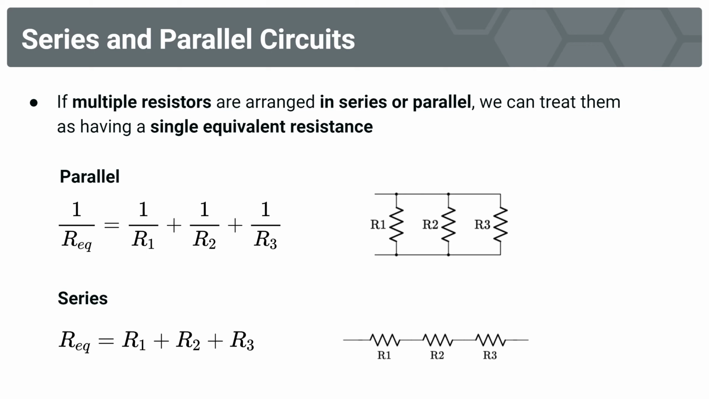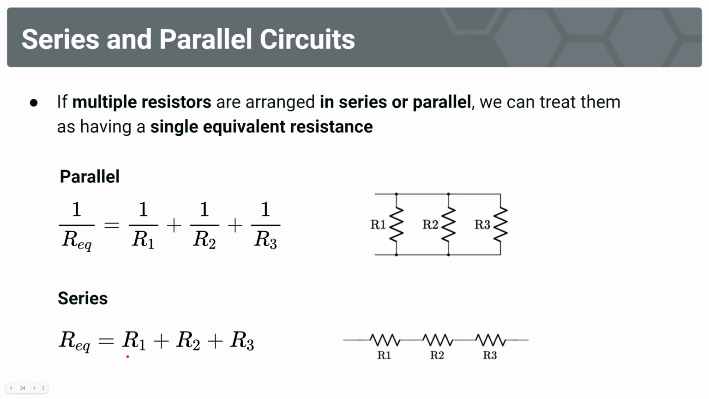For resistors in series, shown over here, resistor 1, resistor 2, resistor 3, we just add the resistor values, and that becomes our equivalent resistor. And so the gist is, these 3 resistors in parallel can be replaced with one equivalent resistor of this value. And for these 3 resistors in series, they can all be replaced with one resistor of this value.